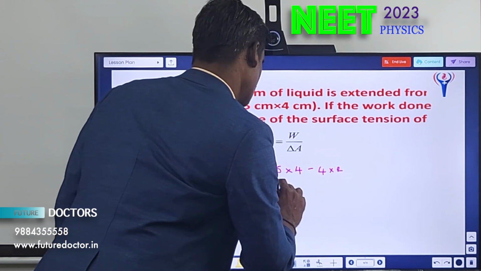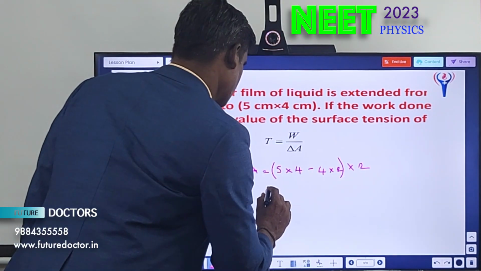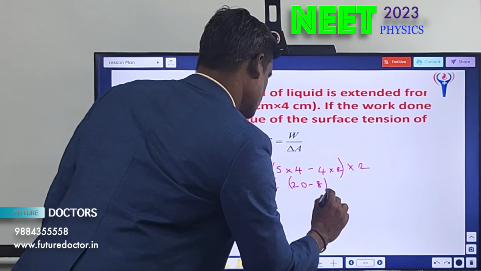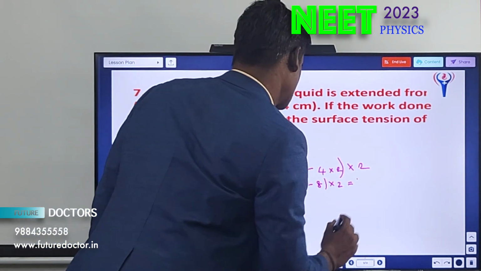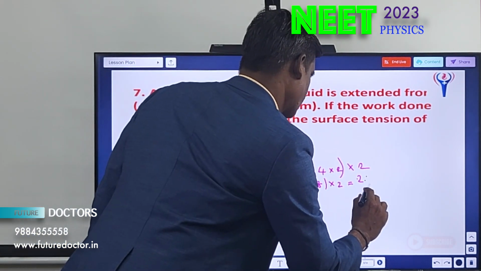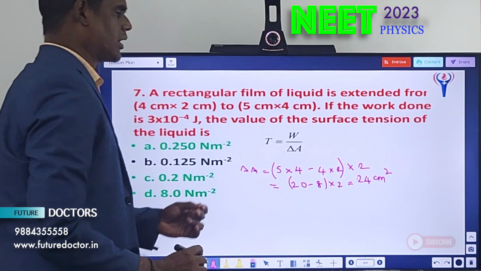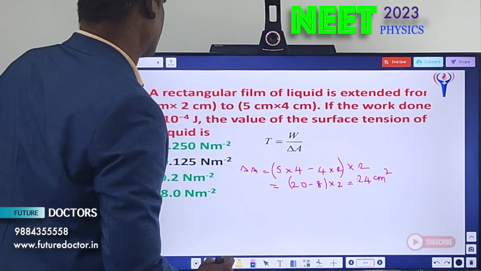And it has 2 surfaces, no? So into 2. 5 into 4 is 20, 20 minus 4 into 2 is 8, into 2. So 20 minus 8 is 12, 12 into 2 is 24. 24 centimeter square, because we haven't converted into meter. It's centimeter square. Then substitute this here.